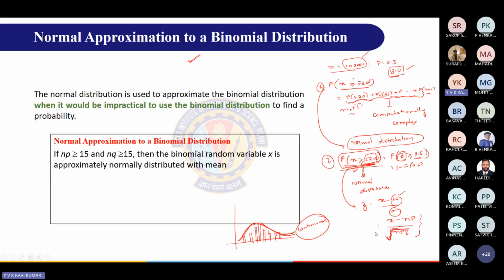Generally, whenever it is computationally complex, they found a rule: np greater than or equal to 15 and nq greater than or equal to 15. Better not to jump into these complex computations. Instead, you can go for approximations. So 15 is the boundary, for np and nq, not npq.